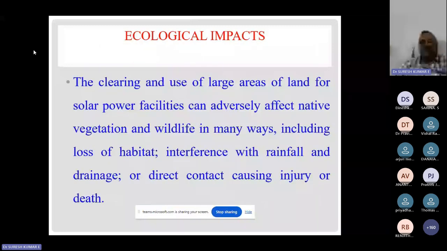Ecological impacts. The clearing and use of large areas of land for solar power facilities can adversely affect native vegetation. Again, another problem. Vegetation and wildlife in that area, including loss of habitat, interference with rainfall, and drainage issues. Just now we have seen, and direct contact can cause injury or even death. So casualty is there for human beings also, because large solar plants will be on a structure, but people are walking behind that. So if there is, say, a storm or something, definitely the panel will fail. There will be an accident.